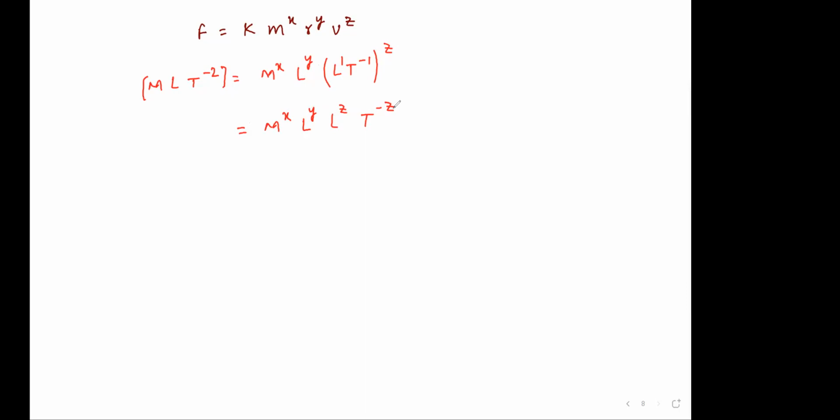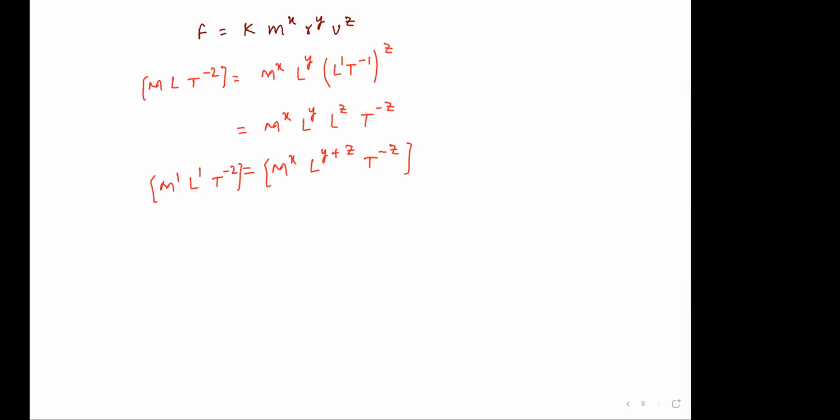Is it clear to everyone? Yes, sir. Now try to simplify it. M having exponent x. The exponents of L have the same base, so their powers would be added together, so it becomes y plus z, and we're left with T raised to the power minus z. On the left hand side we have M raised to the power 1, L raised to the power 1, and T raised to the power -2.